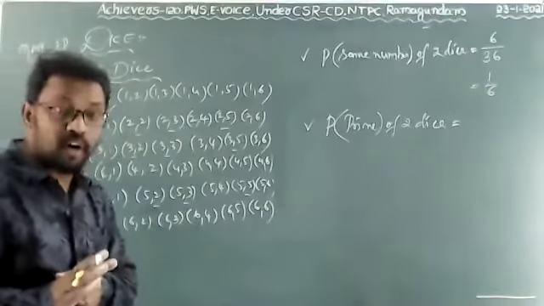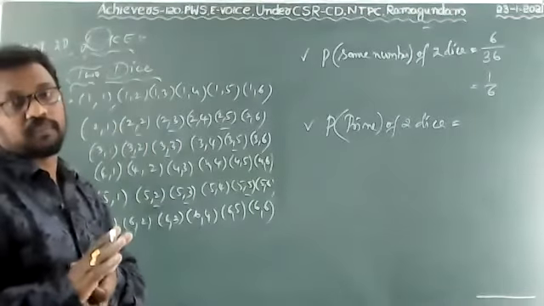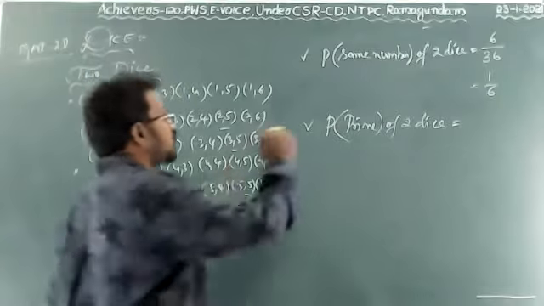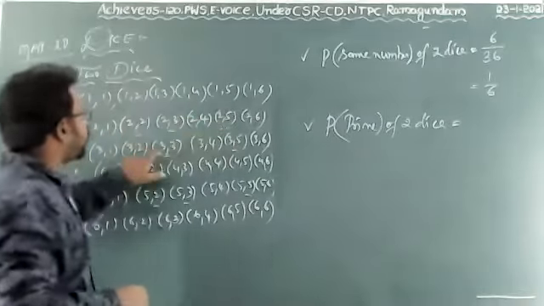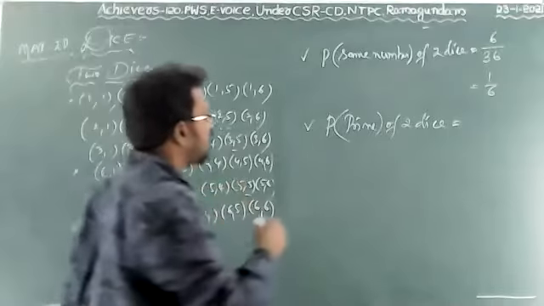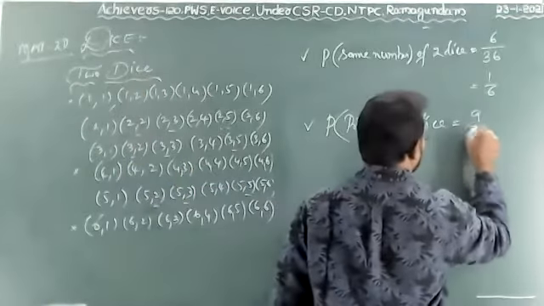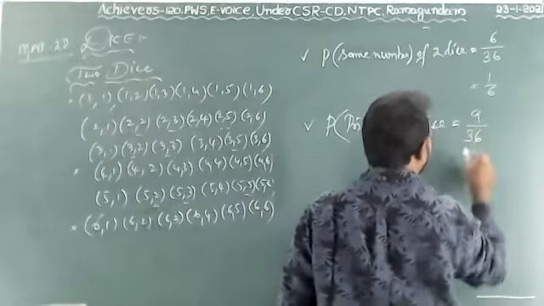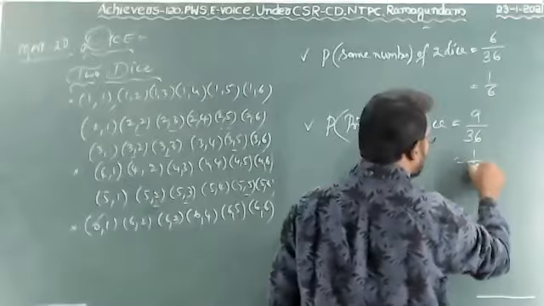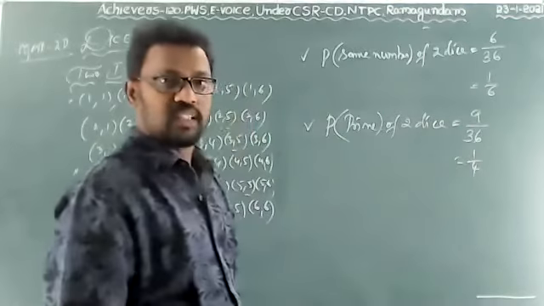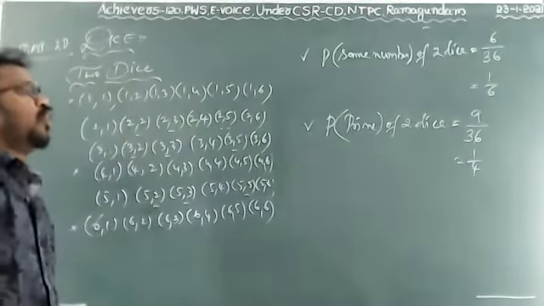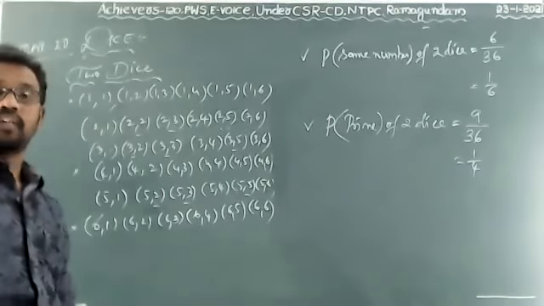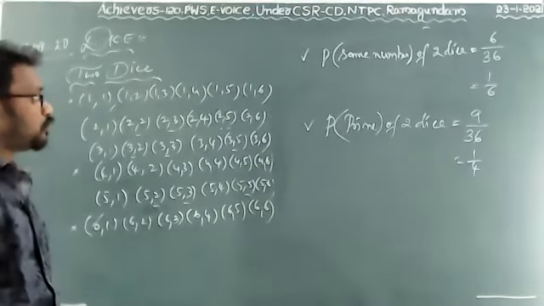Probability of getting a prime on 2 dice. How many did you get? 1, 2, 3, 4, 5, 6, 7, 8, 9. Out of? That is most important. 9 fours are 36. Yes, 9 fours are 36. So 1 by 4. That is 1 by 4.